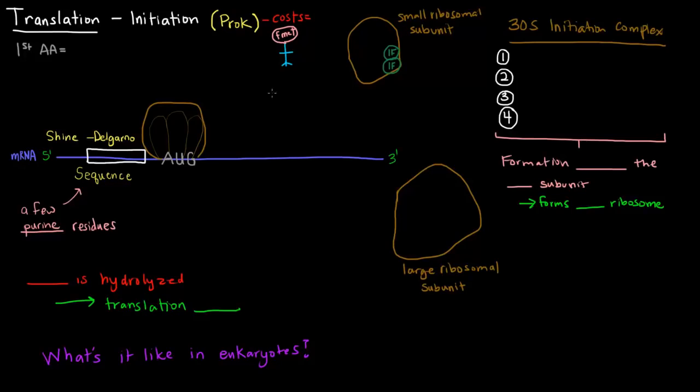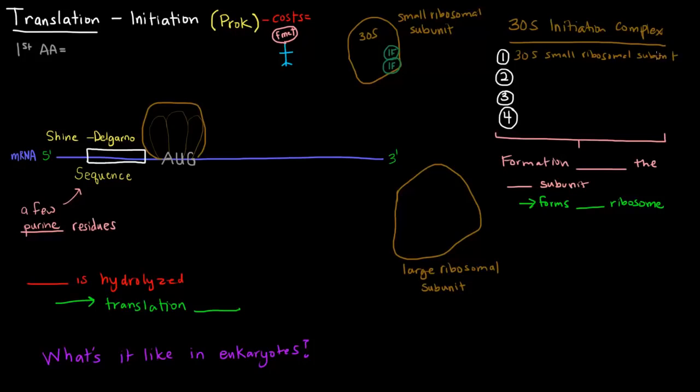So what's going to go over to that AUG first? Well, there's this 30S ribosomal subunit, and that's going to be the small ribosomal subunit. And it is going to go to that AUG along with a few other things to form what's called the 30S initiation complex. So that 30S initiation complex consists of 4 different things. Those 4 different things are, of course, the 30S subunit itself, the 30S ribosomal subunit, so that is the small ribosomal subunit.